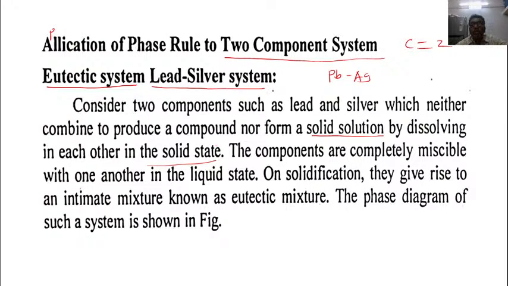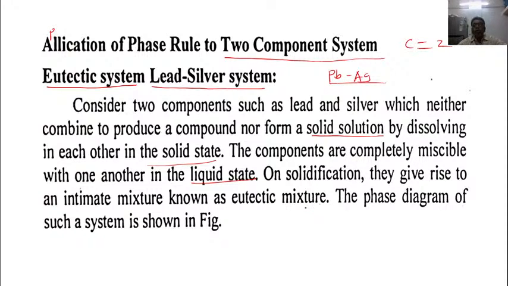The components are completely miscible with one another in the liquid state. When we are melting them and converting them into the liquid state, they are completely miscible. Then we cannot identify which is silver and which is lead. But in the solid state, these two solids are separate. Two phases are existing. Lead is a separate phase, silver is a separate phase. Colors are also different. All of you know silver color and lead color. Lead is a grey-like color. Silver is shining, bright shining. All of us know. So both are showing different identity here.